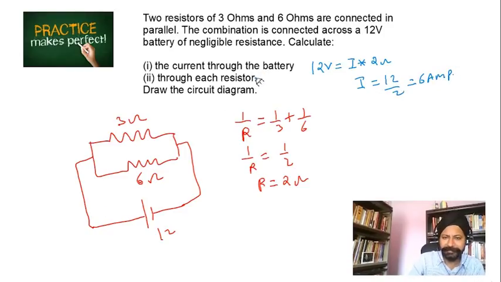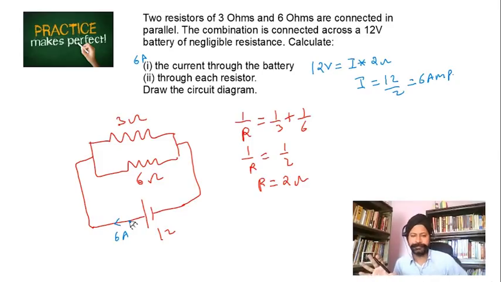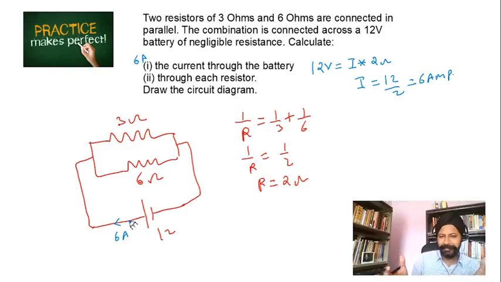ठीक है, यहां से आ गया 6 amperes. यहां लिख देते हैं इसका आंसर 6 amperes. And I'm going to analyze the whole circuit for you. The next question you have to do yourself. I'm going to give you as assignment. ये हो गया. The current through each resistor.